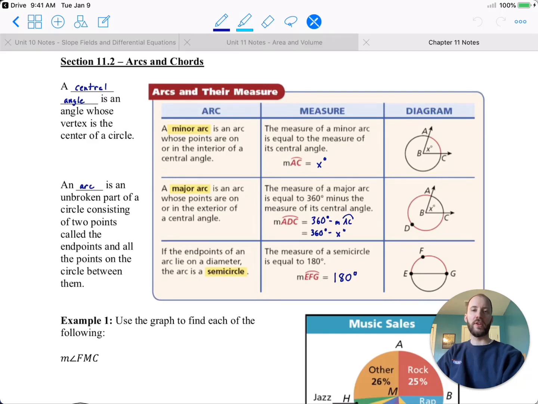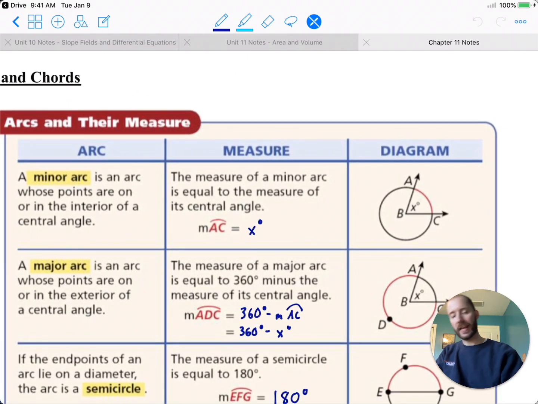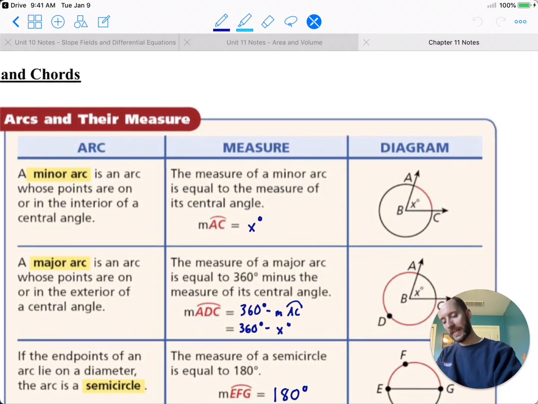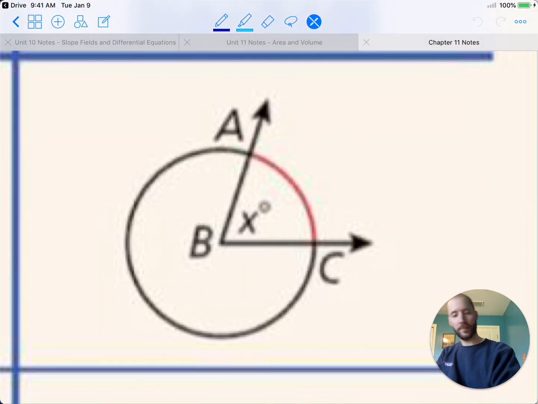Section 11.2 with circles, arcs, and chords. So this section starts at the center of the circle with a central angle. A central angle is an angle whose vertex is the center of the circle. So if you take the center of a circle and extend it out to A and B, you make a central angle.